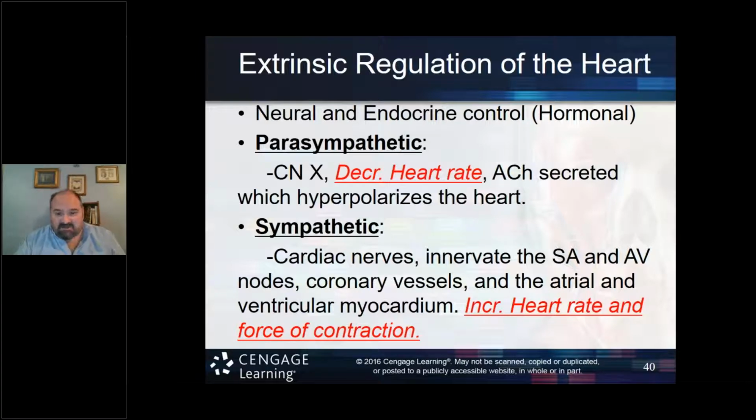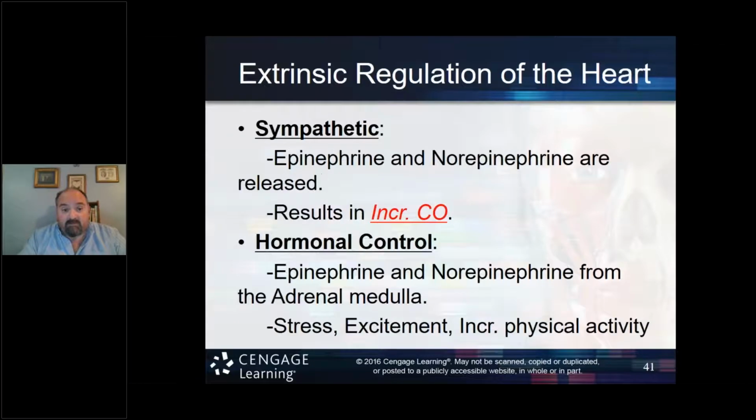You can see there ACh, acetylcholine, is secreted, which hyperpolarizes the heart. It causes a calmness so that we lower the heart rate, which will also decrease cardiac output. Now, sympathetic stimulation, with epinephrine and norepinephrine, will increase cardiac output. Like I said, parasympathetic is going to decrease cardiac output, and sympathetic will increase cardiac output.